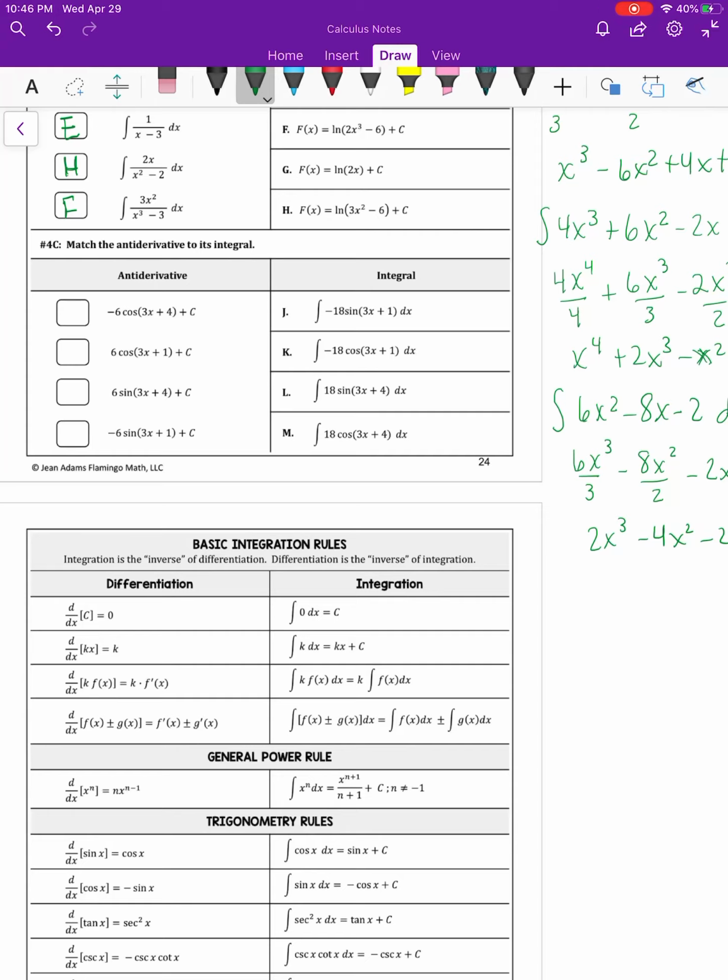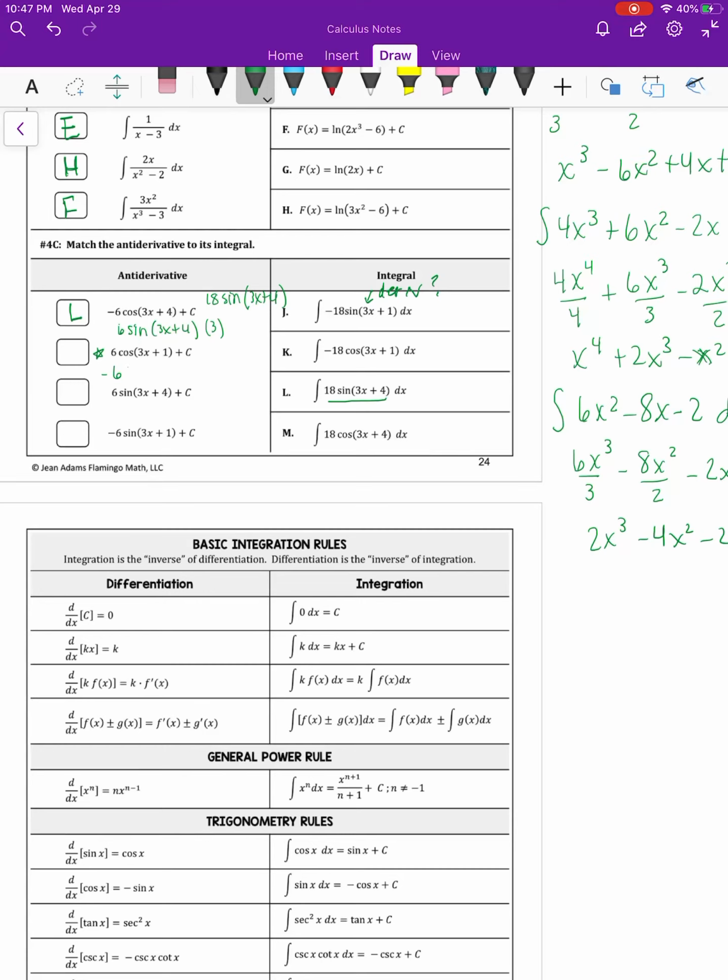Okay, so match the antiderivative to its integral. So if you were taking the derivative of this, because with the antiderivative, you're trying to figure out, is this the derivative of that? Right? So if I was taking the derivative of negative cosine, well, the derivative of cosine is negative sine. So negative times negative is going to give me positive sine. So positive 6 sine of 3x plus 4, but then times the derivative of 3x plus 4. So that 6 times 3 is going to give me 18 sine of 3x plus 4. So here's our 18 sine of 3x plus 4.